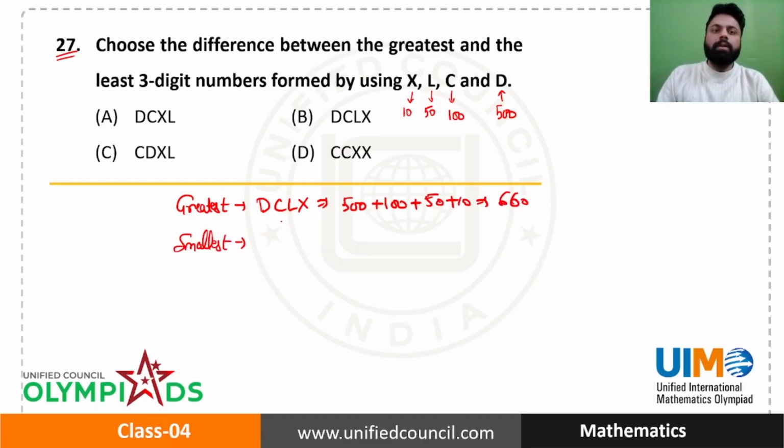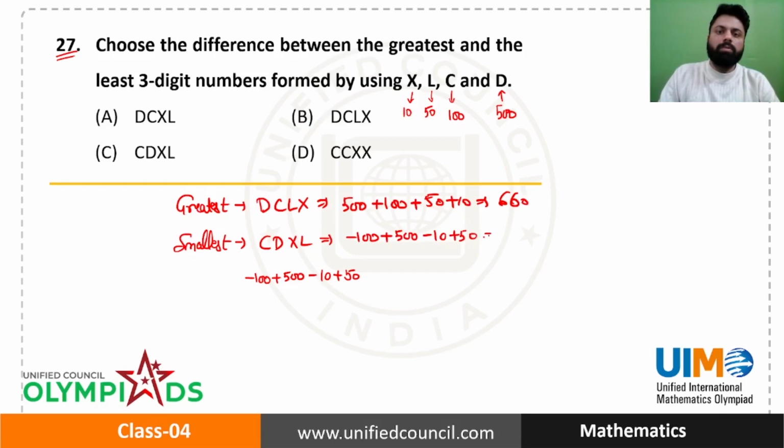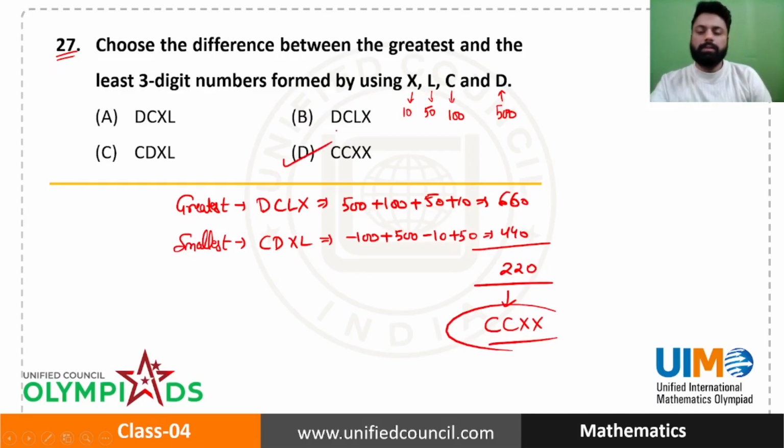For the smallest one, we will take all four of them, but we can write it down as CD, so that it will become minus 100 plus 500, and we will write it down as XL, minus 10 plus 50. So this is equal to minus 100 plus 500 minus 10 plus 50, that is equal to 440. Now the difference is 220, which can be written down as CCXX. D option is the correct answer.